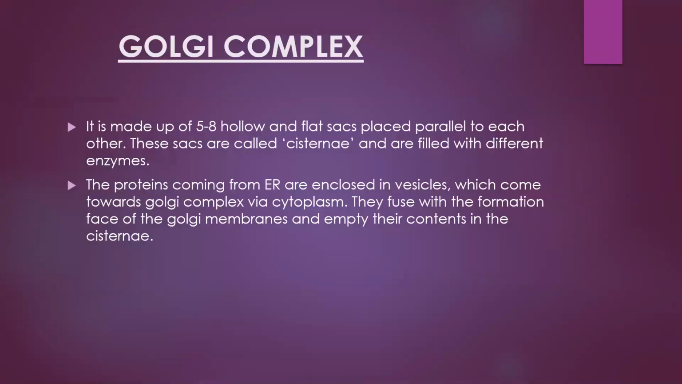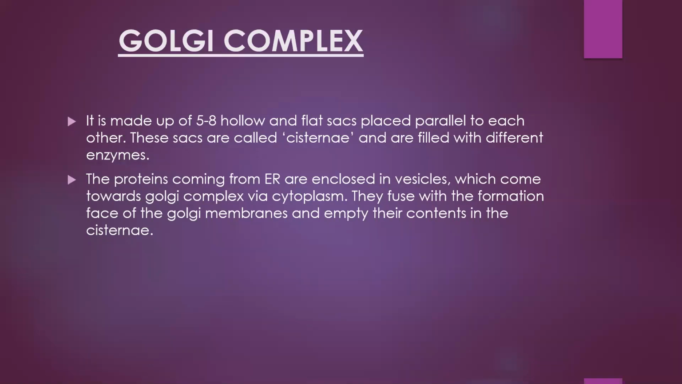Golgi complex. It is made up of 5 to 8 hollow and flat sacs placed parallel to each other. These sacs are called cisternae and are filled with different enzymes. The proteins coming from ER are enclosed in vesicles, which come towards the Golgi complex via cytoplasm. They fuse with the formation phase of the Golgi membranes and empty their contents in the cisternae.